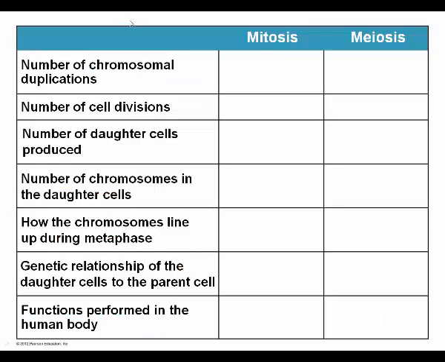What I want you guys to do is go back over mitosis and meiosis and fill in the blanks in comparing the two types of cell division. You'll come up with an answer for the number of duplications in mitosis and meiosis, number of cell divisions, number of daughter cells, and so on. Take a few minutes to fill out the table, and then we will look at the answers as soon as you're done. Just go ahead and push pause on the video.